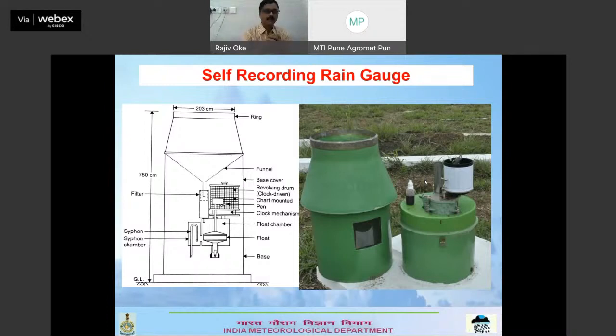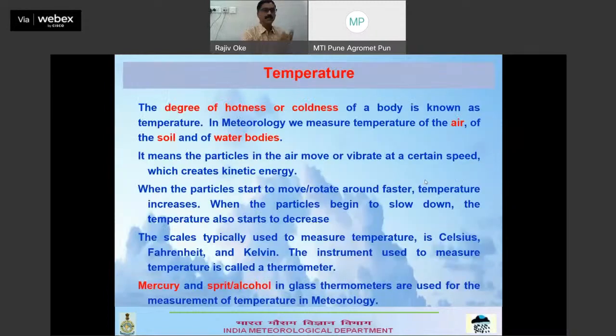So temperature, what is the temperature actually? The degree of hotness or coldness of a body is known as temperature. We have already seen that. In meteorology, we measure the temperature of air, soil, and water bodies also. The scales typically used to measure temperature are Celsius, Fahrenheit, and Kelvin. Nowadays Celsius is commonly used.